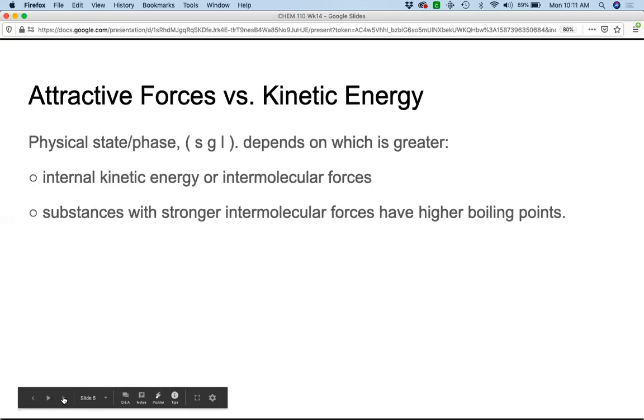The other piece that is useful for us to think about is this idea of attractive forces versus kinetic energy. So when we think about the physical state of molecules, whether it's a solid, a gas, or a liquid, depends on which is greater. Is the internal kinetic energy of the molecule greater? Then it's going to have more movement. Or are the intermolecular forces greater, in which case they're going to hold or stick together closer? One way that we can see this is that substances that have strong intermolecular forces tend to have higher boiling points.